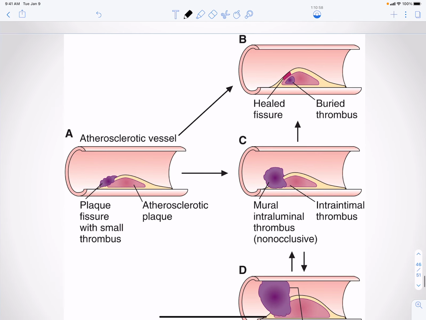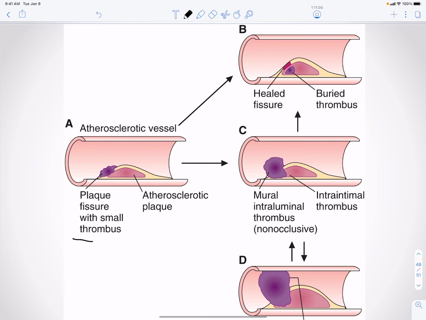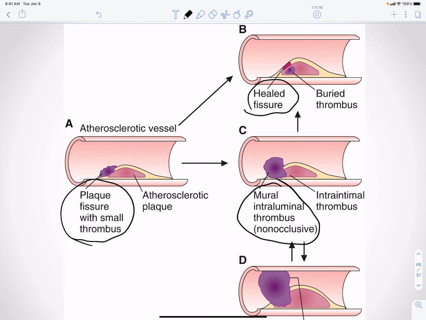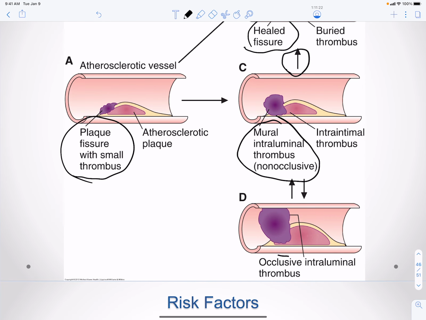Now, eventually you'll have your plaque form, and it's going to form with the small thrombus, and this is called a fissure. And then you can have a healed fissure, or you can have a non-occlusive fissure form a thrombus. This can then be healed again, and the thrombus is going to be suppressed. Or you can have an occlusive thrombus form.